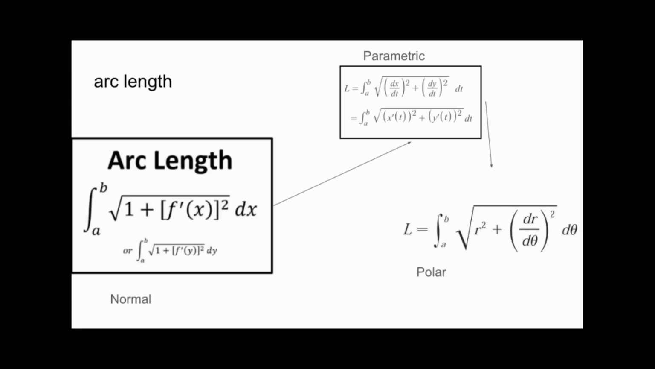Arc length. There's a whole lot of jibber jabber. What do you mean? That's the formula for arc length. It's the normal one, and then you turn it into the parametric one, and then boom, polar. L equals the integral from a to b of the square root of r squared plus dr over d theta, all squared, times d theta. Holy d theta.